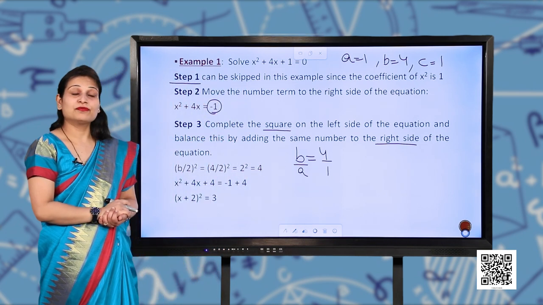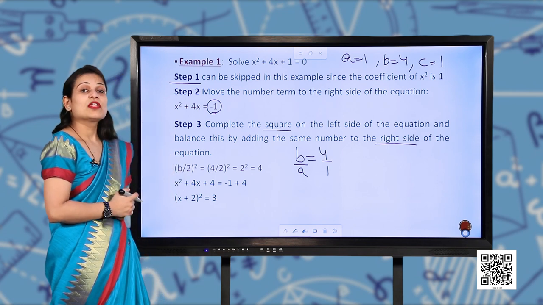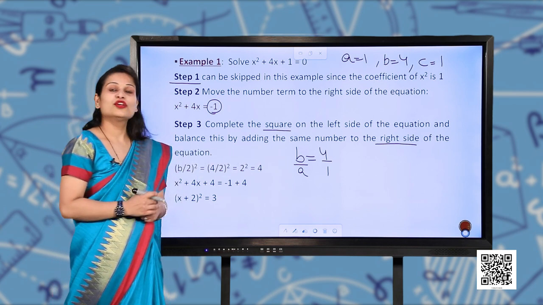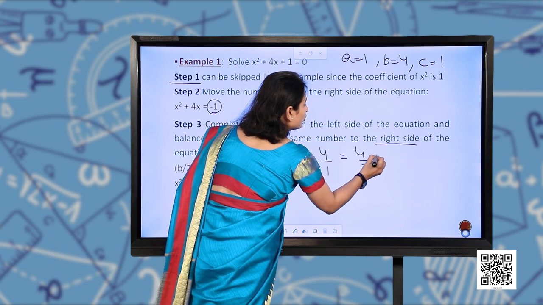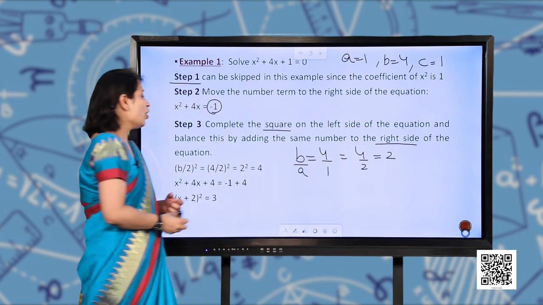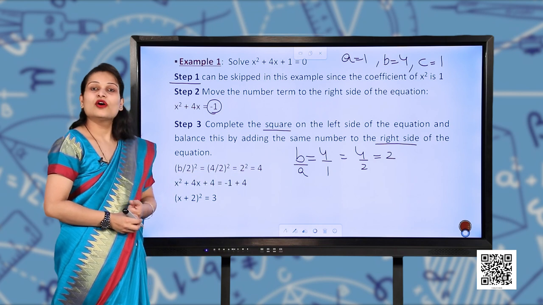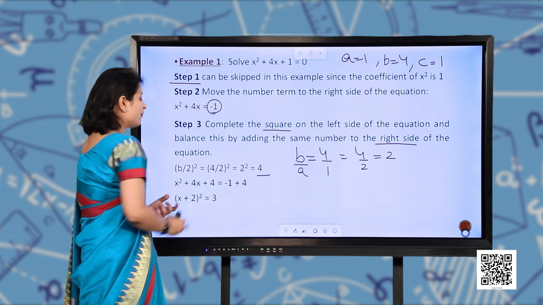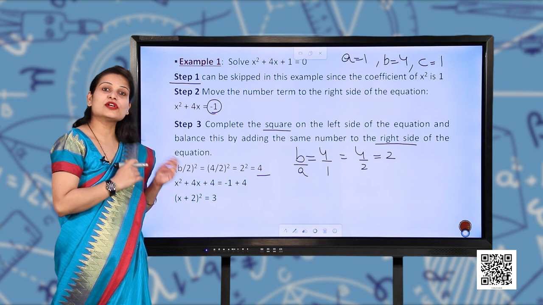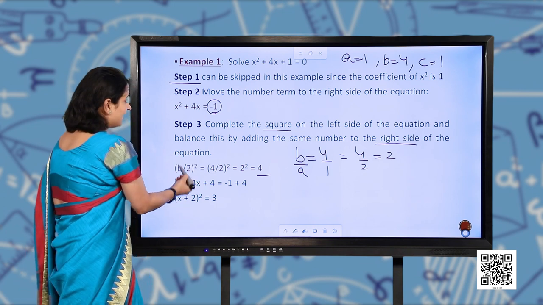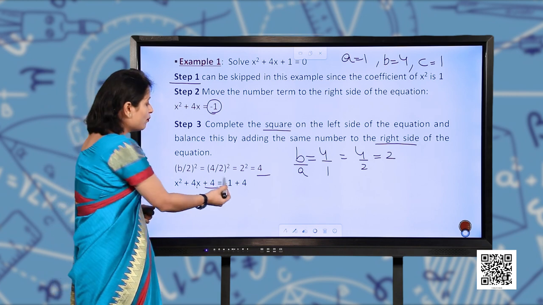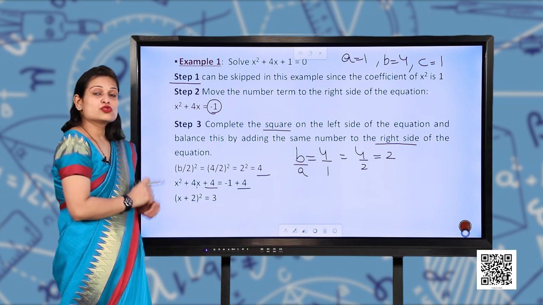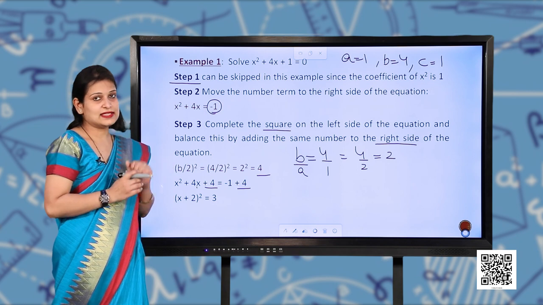So, what we have done in that step? We have divided this by 2. So, what will you get? 4 by 2, you will get 2. So, 2 square is what? 4. You have to add 4 to both sides. So, you will get x square plus 4x plus 4 is equal to minus 1 plus 4, so that we can balance this equation.